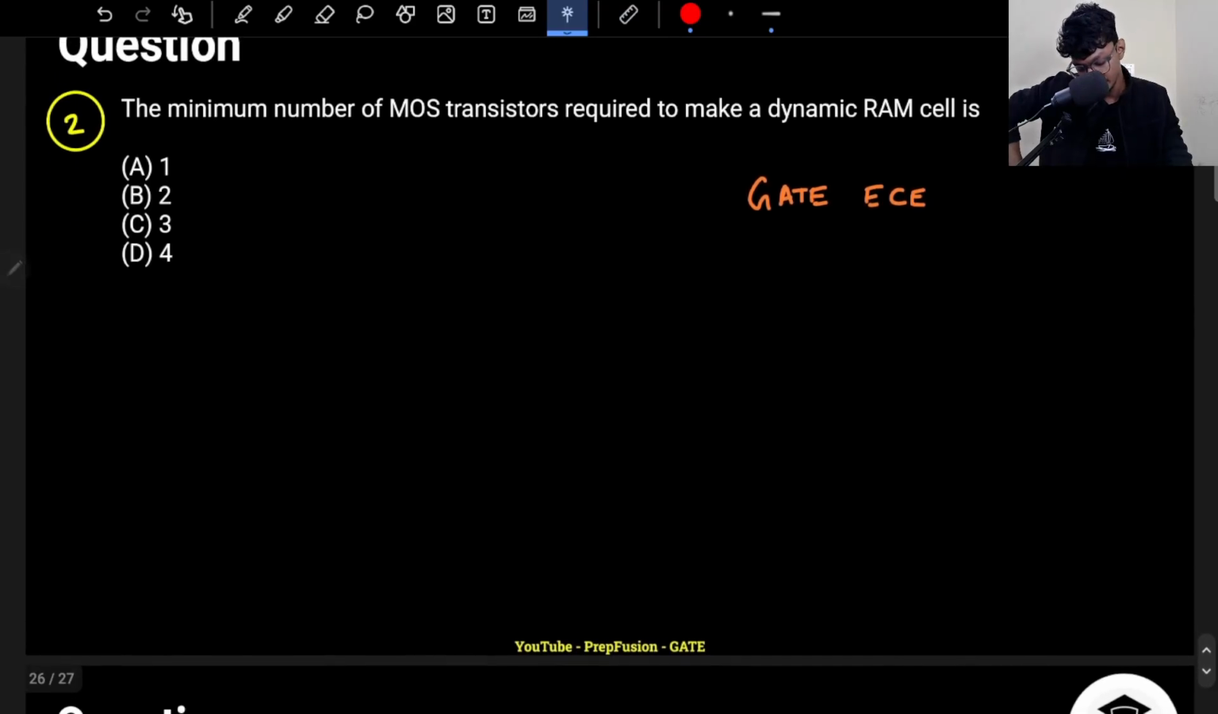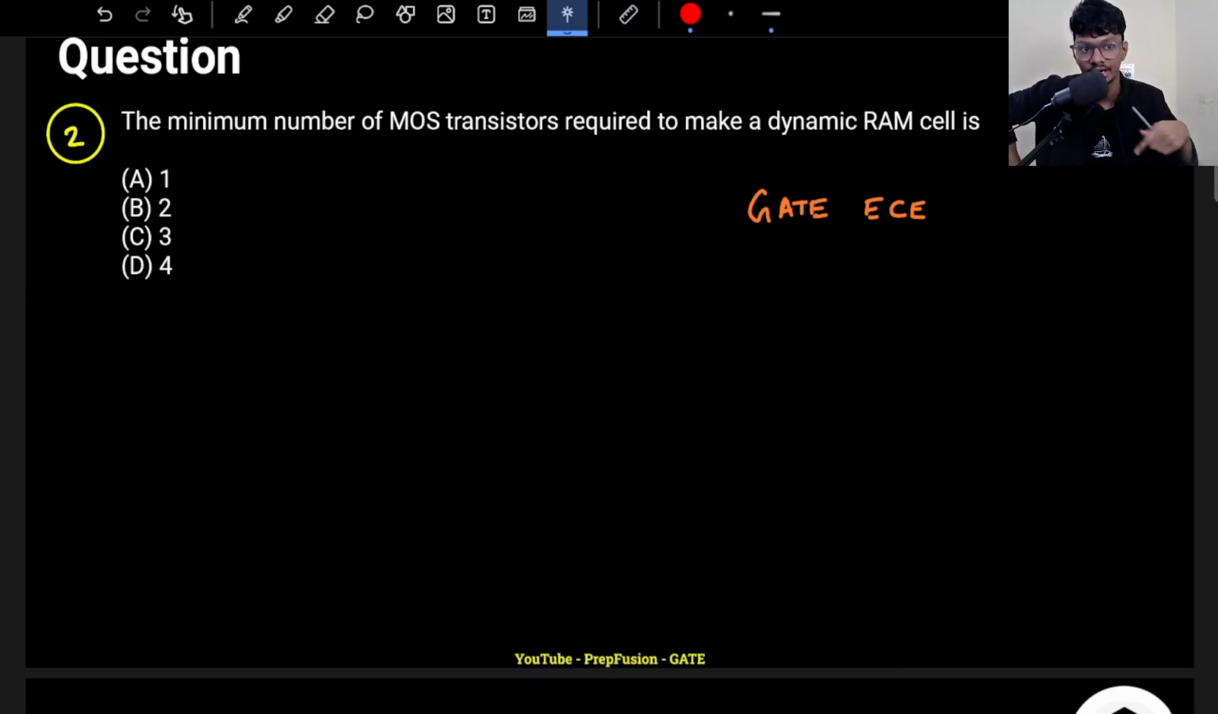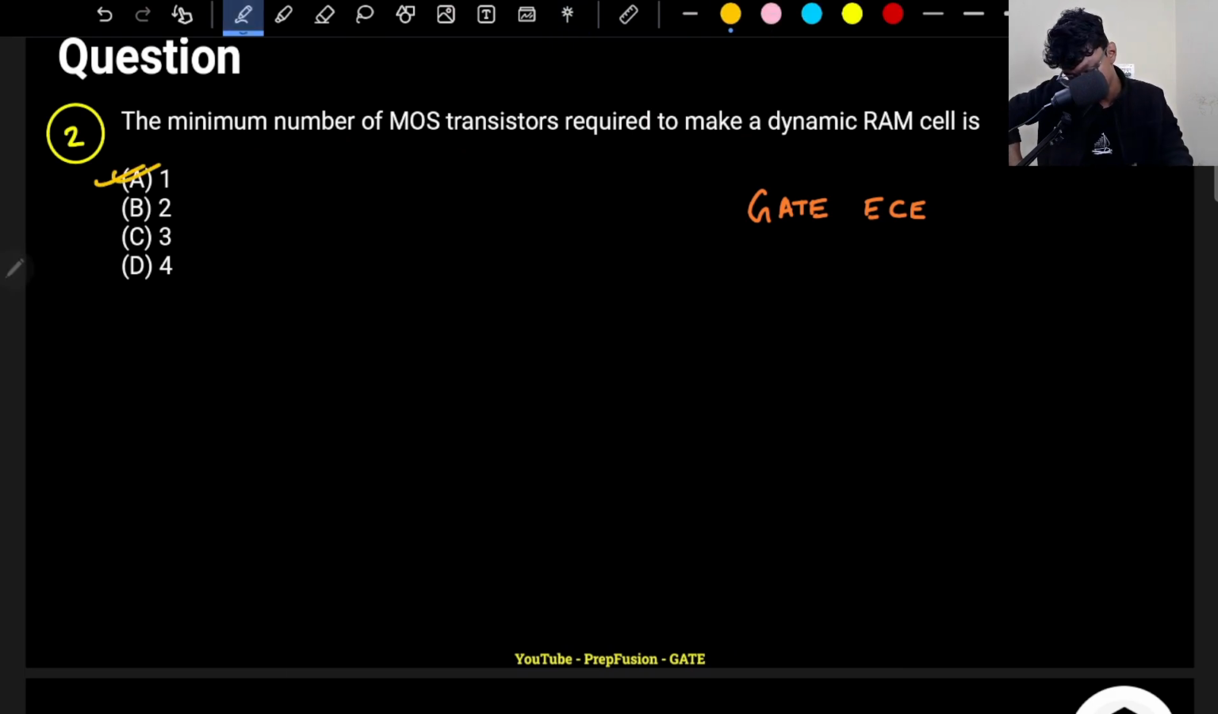The minimum number of MOS transistors required to make a dynamic RAM cell will be. So for a dynamic RAM cell, minimum number of MOSFETs. You can use two MOSFETs. One MOSFET will be a MOS cap, another will be a simple MOSFET, the pass transistor. Or you can use one MOSFET and another capacitor. So the minimum number of MOSFETs in this case will be 1. This also came in GATE.